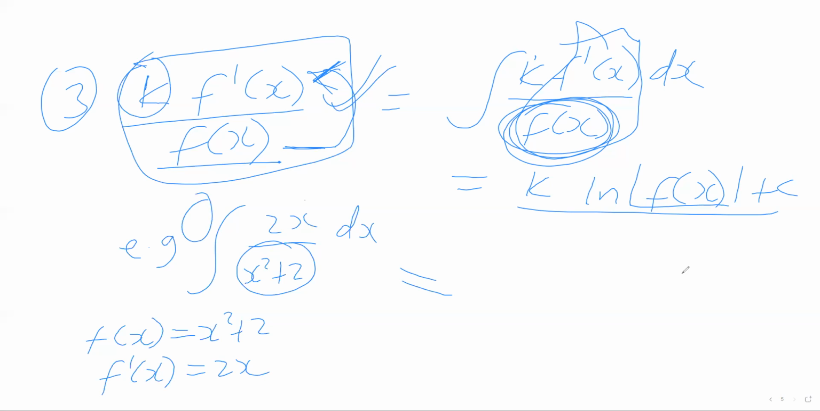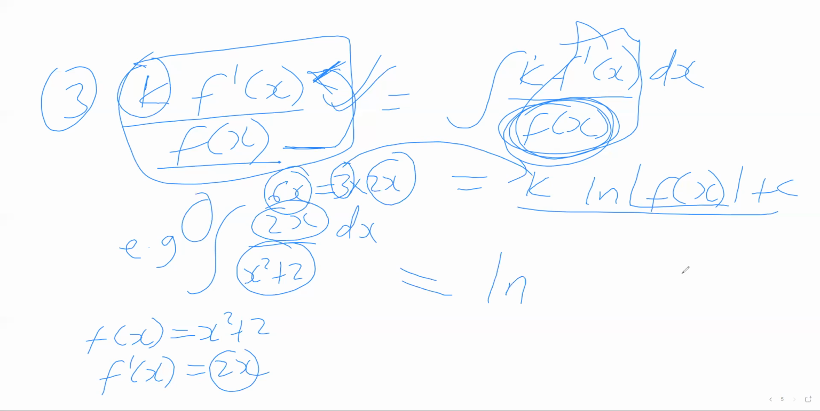If this on top here was 6x, I would have written it in the form 3 times 2x, so that this 2x is the derivative we are talking about, and then this 3 would have been our k. Now, in this function, we have no k. K is just 1, a constant. So it just becomes ln of the function down, which is x squared plus 2, plus c. So that's the integral there.